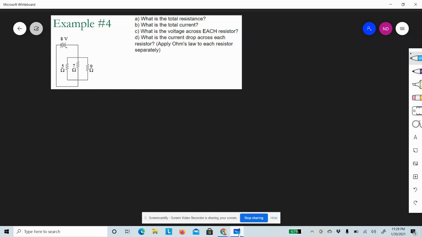Okay, here we go. An example problem for parallel circuits. First off, recognize this is a parallel circuit. There are three loops here. Electrons will leave the negative terminal. They will go this way. They go here. They come here.